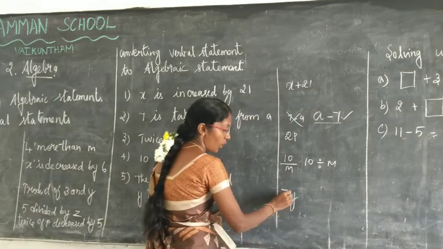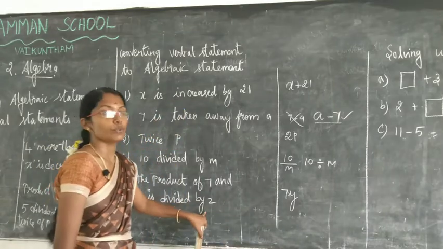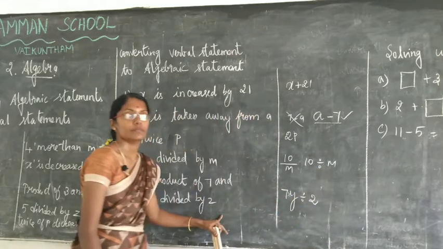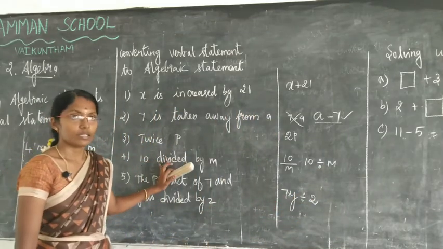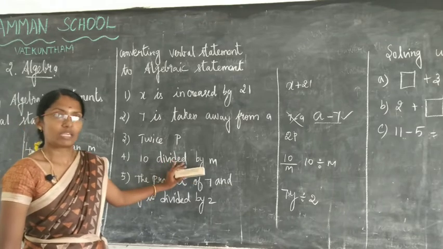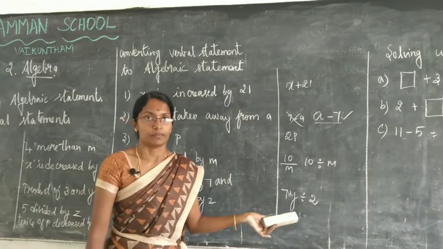7y. Product of 7 and y divided by 2. So, divided by 2. Okay. Is it clear? So, this is a simple algebraic statement. You can frame it easily. Okay. So, next we can move to the next question.